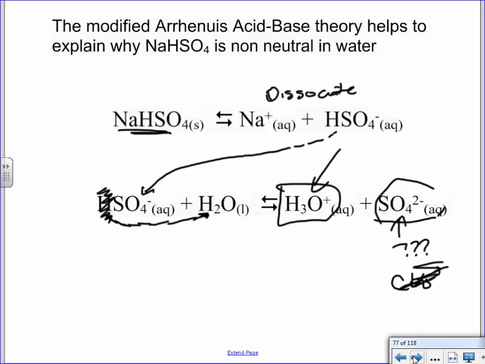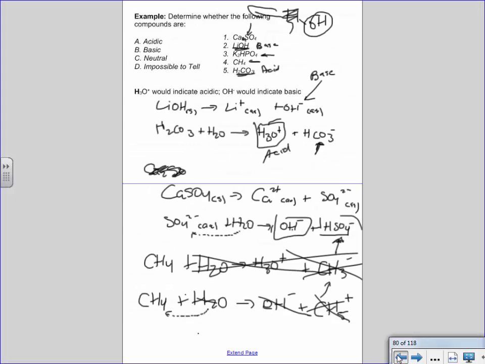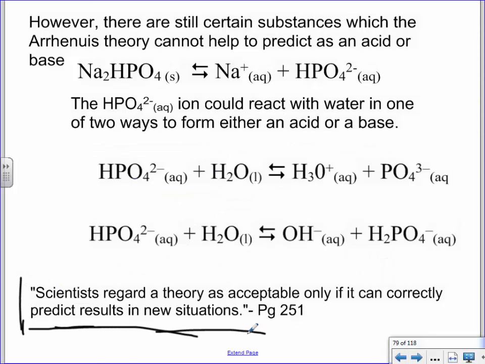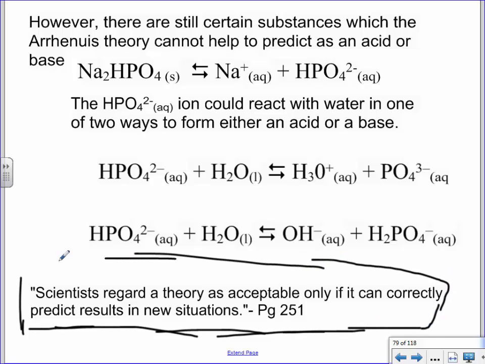Ideally, this is the last thing I'm going to finish with here. I pulled a quote out of your book here. Scientists regard a theory as acceptable only if it can predict results. And that's really what I want to be able to do now, is use Arrhenius' theory and say, I'm going to, on paper, try to make a prediction. Hopefully we're actually correct about it. That's what good science would be.